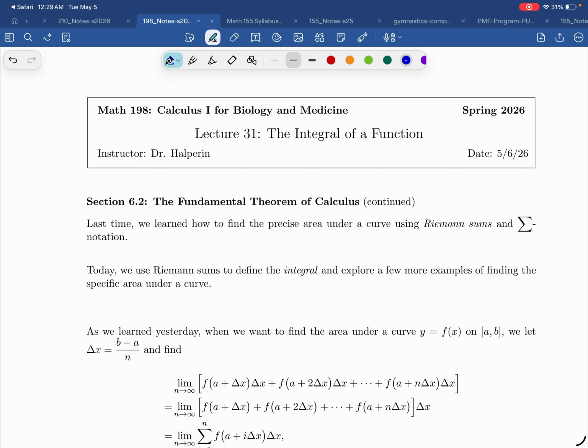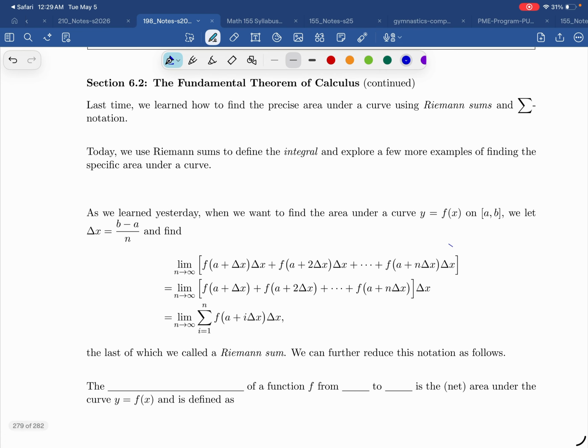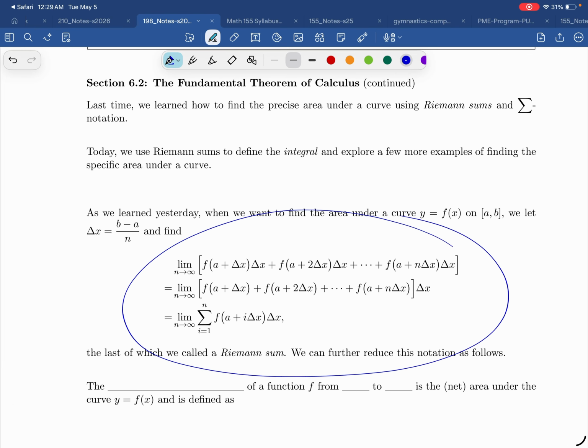Let's continue learning about Riemann sums. Even though the section is called the Fundamental Theorem of Calculus, we're not actually going to get there quite yet. We need just a little more time, just this video. Next video, we'll learn about the Fundamental Theorem. Anyway, last time we learned about this stuff, but remember I said you didn't need this. I wanted you to see it, but I'll never ask you to do that on a test. Okay?